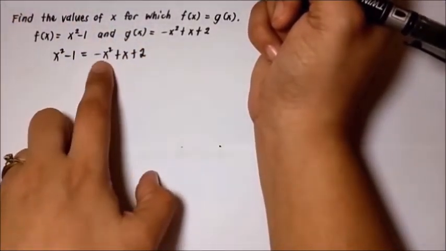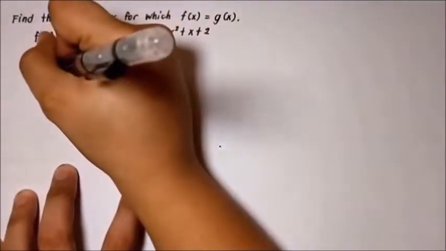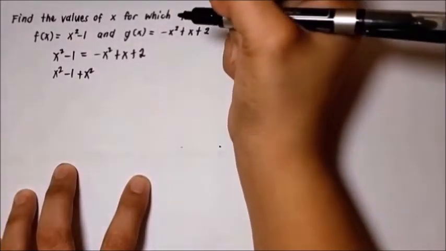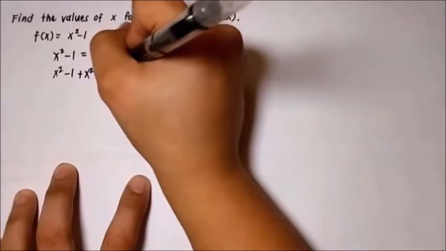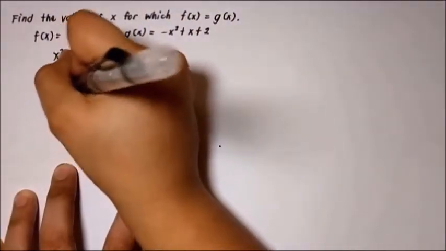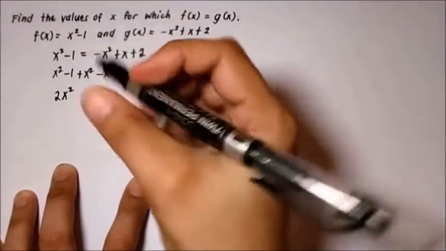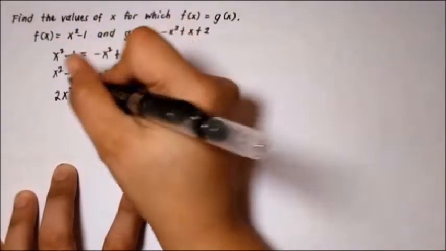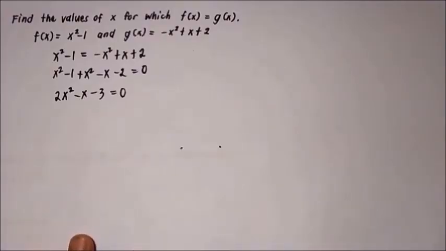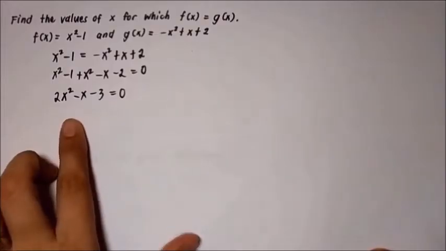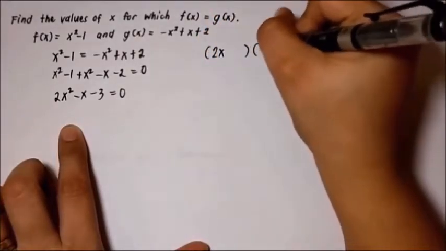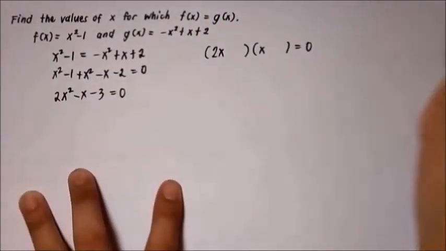So let's transpose this. This is negative, it would become positive. So x squared minus 1, positive x squared, then transpose that, negative x, negative 2 equals 0. So we have 2x squared, and then negative x, and then negative 3 equals 0. So we will now factor out. So what would be the factors? So we have 2x squared, so 2x and x, and that would be equal to 0.